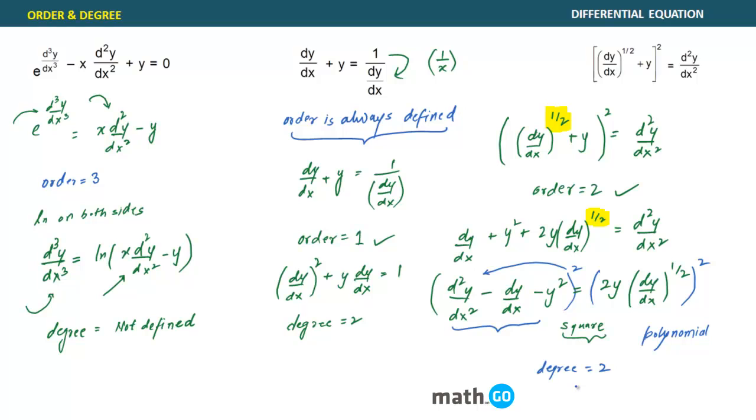So this is how you actually have to solve order and degree problems. Just keep in mind that order is always defined. For degree, you need to find polynomial in terms of differential coefficients. What do you mean by polynomial is that the power of each differential coefficient, whether it is dy by dx, d2y by dx square, d3y by dx cube, has to be a positive integer. Otherwise you will say that degree is not defined if you cannot do so.